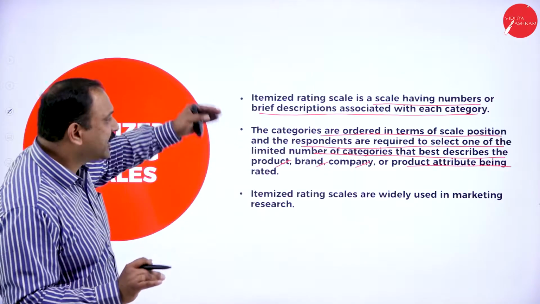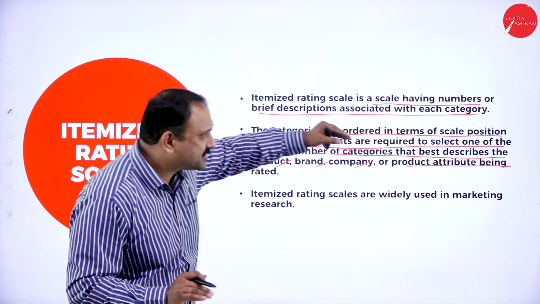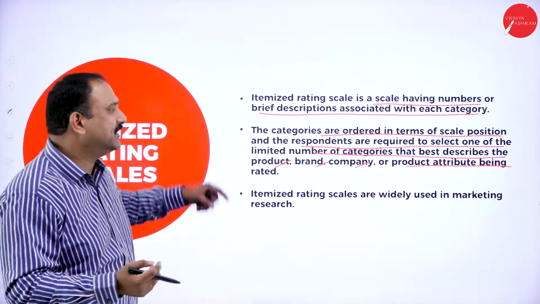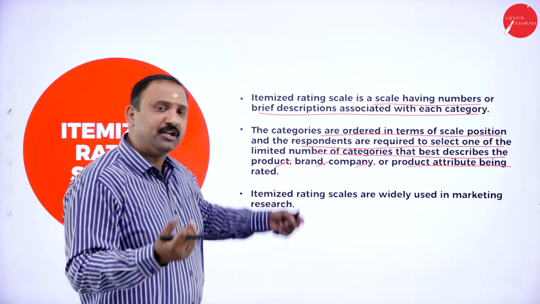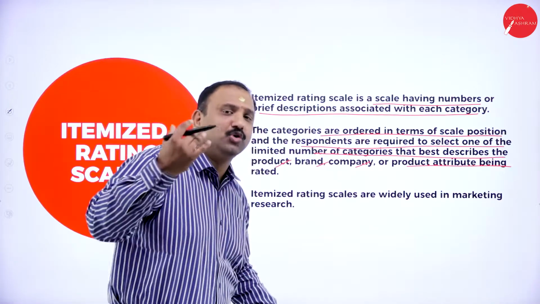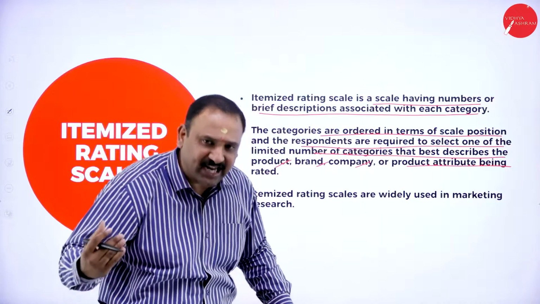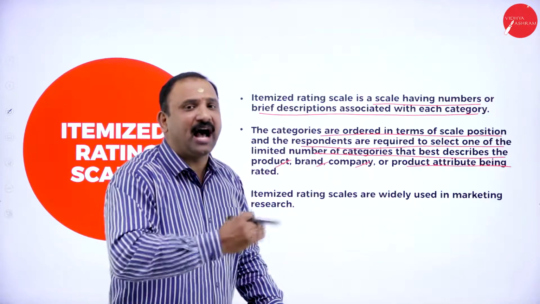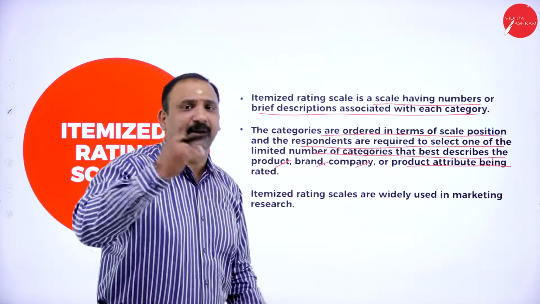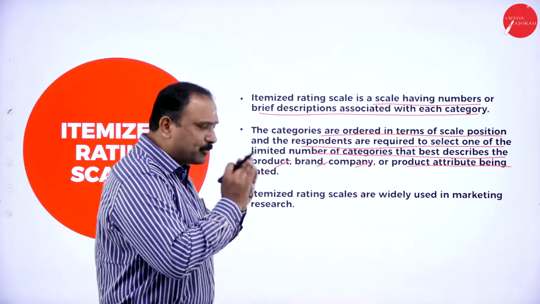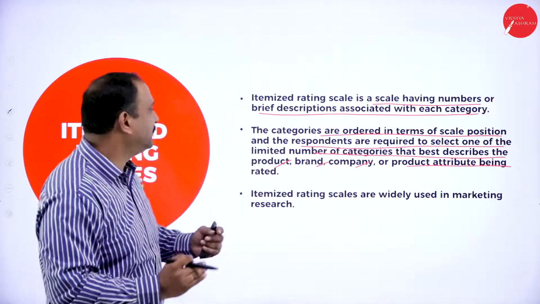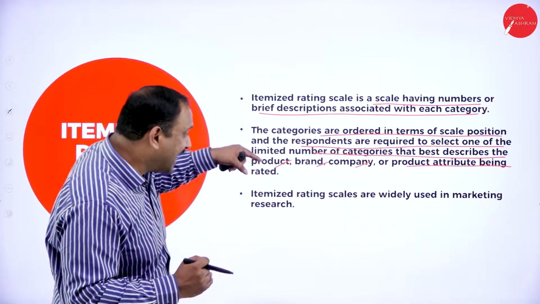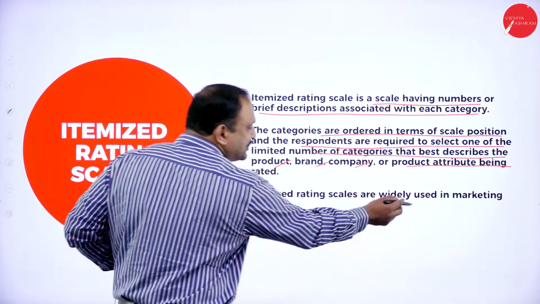The categories are ordered in terms of scale position, and respondents are required to select from those categories. So you have to select the category that you would like to choose. Now, for example, in mobile phones, do you want to go for a luxury phone having these kinds of factors? So you're going to go into a price category from 50,000 and above, having this particular set of features, a memory of this size, a ROM of this size. So I'm going to categorize based on that attribute, and that is going to be the rating scale that comes into picture. Now, the itemized rating scales are widely used in marketing research.